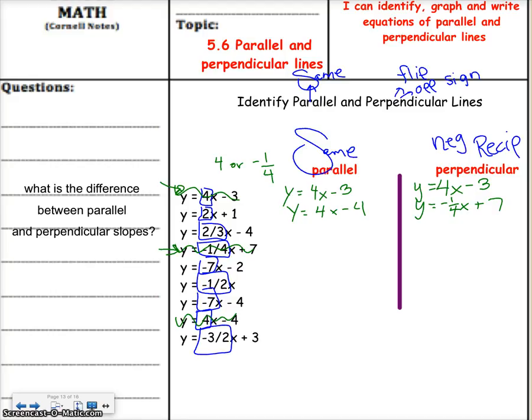Next, 2. Well, my parallel slope would be 2. My perpendicular slope would be negative 1/2, right? You flip it, make it the opposite sign. So I'm going to go and see if I can find a 2 or a negative 1/2. Here's a negative 1/2. So that's the perpendicular slope. So I have y equals 2x plus 1 and y equals negative 1/2 x. They are perpendicular. And that's all I have with that one.